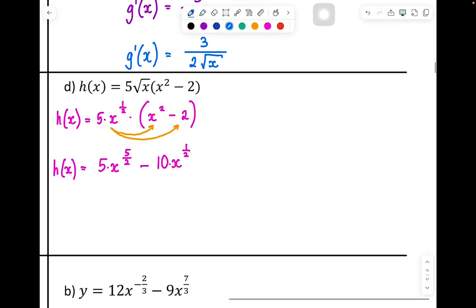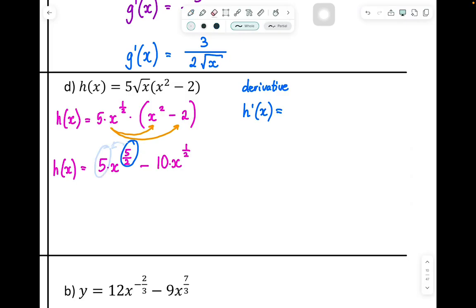Now this is in a suitable form for us to find the derivative. So this is going to be expressed as h dash x. We take the power, multiply it at the front. We end up with 25 over 2. And then we subtract the power by 1, which is 2 over 2. 5 over 2 minus 2 over 2 is 3 over 2.